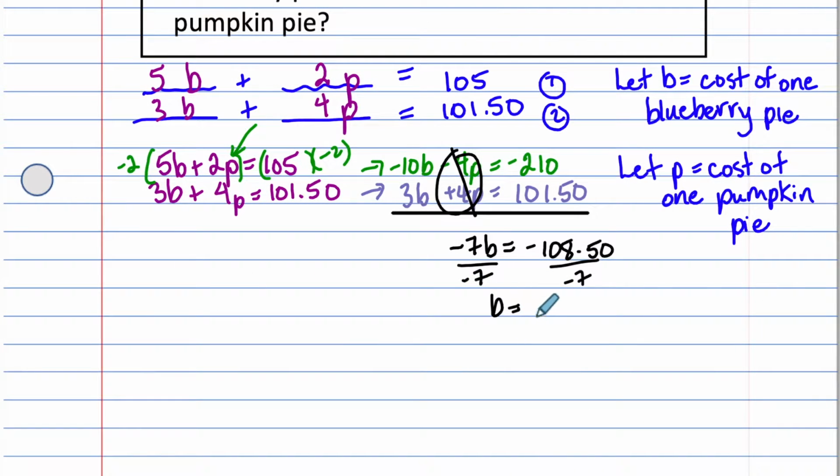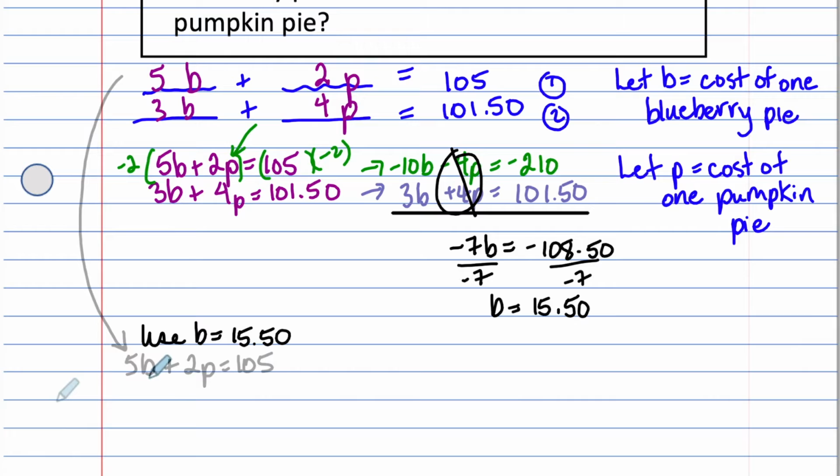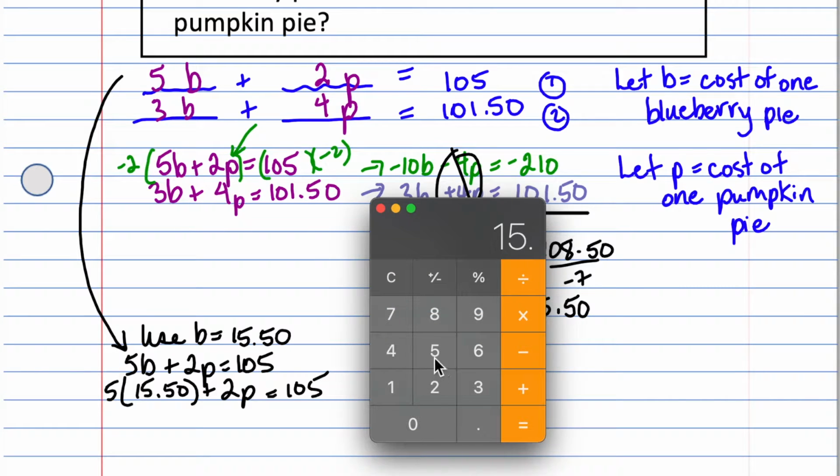B is equal to 15.5, which is $15.50. Now use B is equal to 15.50 in the first equation. $77.5.